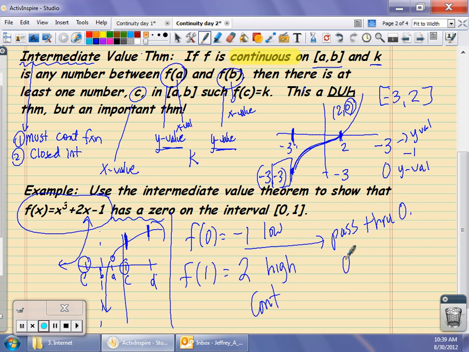So since 0 is between 2 and -1, there has to be a value of x that generates the y value of 0. So it's kind of a duh theorem. It makes common sense, but this is the formal definition of the intermediate value theorem. And you'll apply this in your homework tonight.